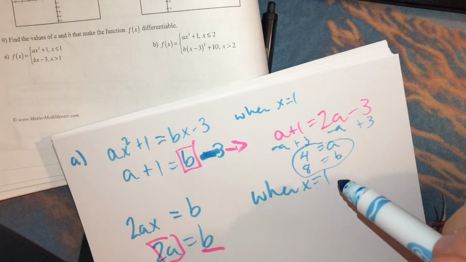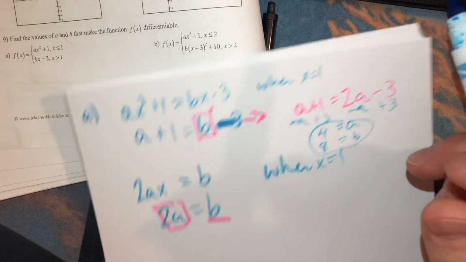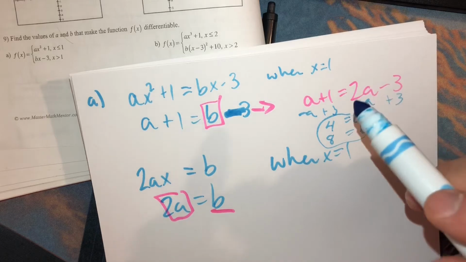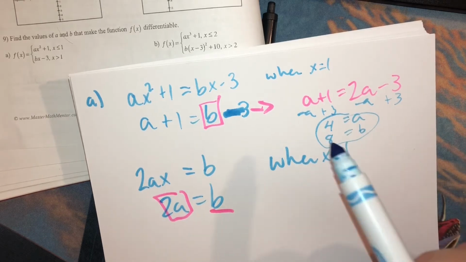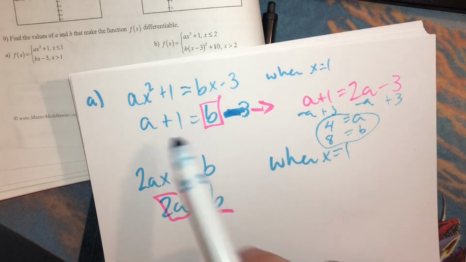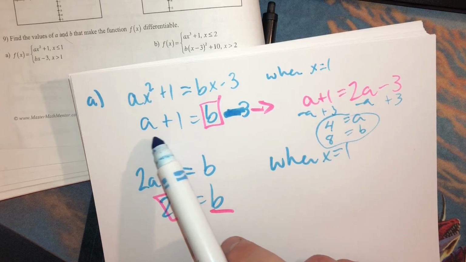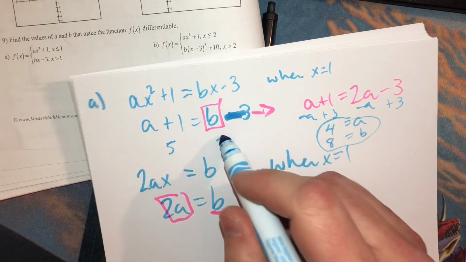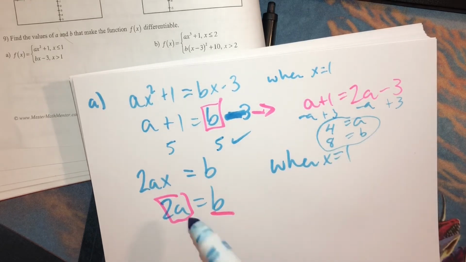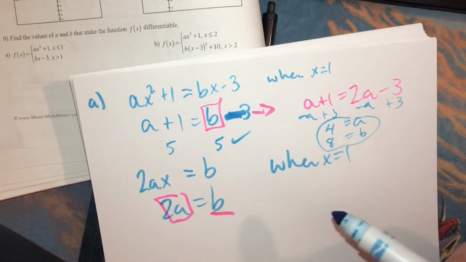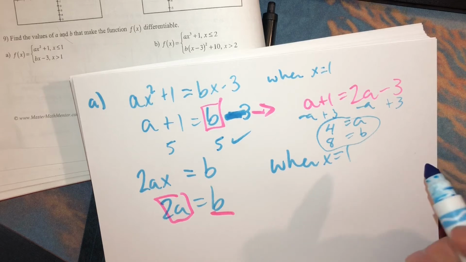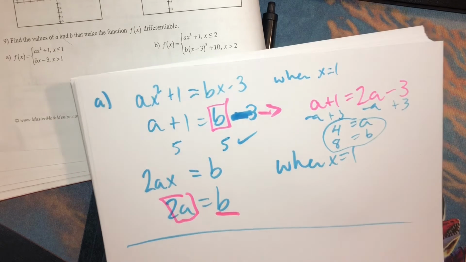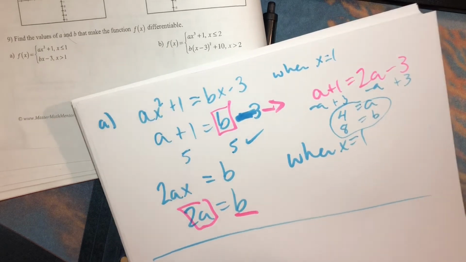I never trust myself with these, so I want to double check. If I go back to here, A plus 1, 4 plus 1 is 5. B minus 3, 8 minus 3 is 5. Cool, okay, we're there. And then I used that to get this, so it works there too. Cool. All right, let's do one more, because there is one more.